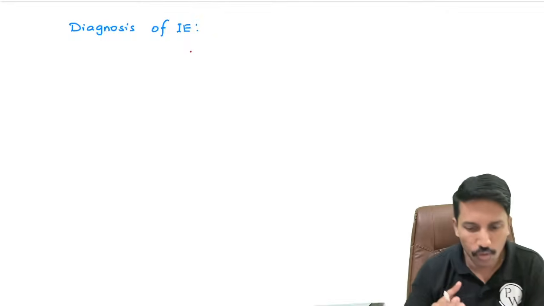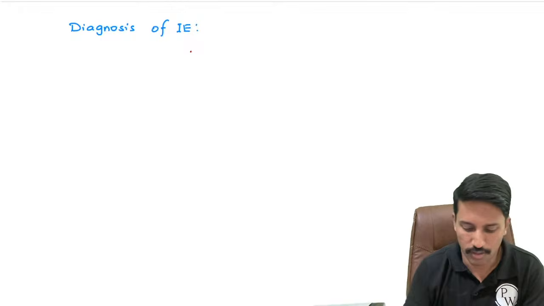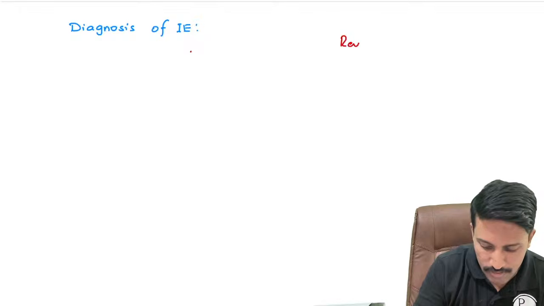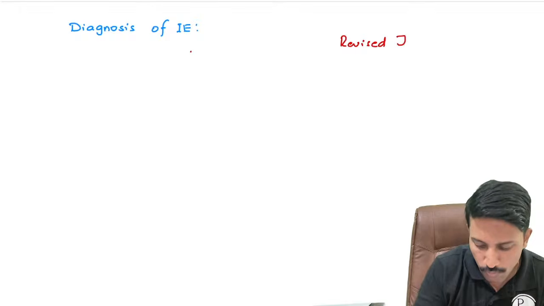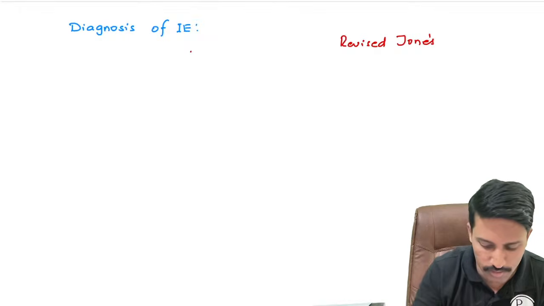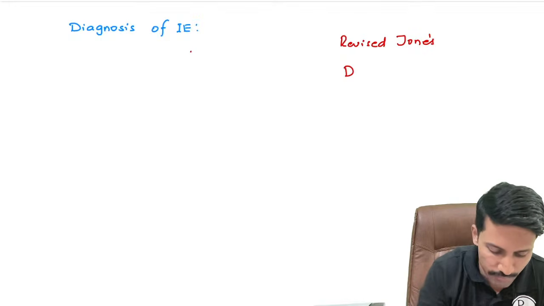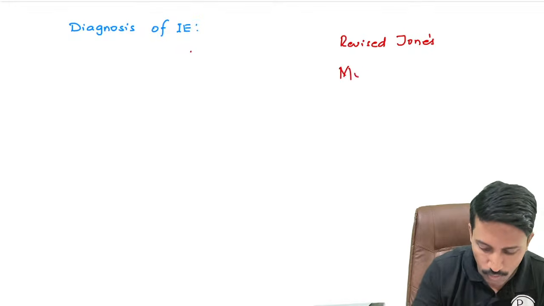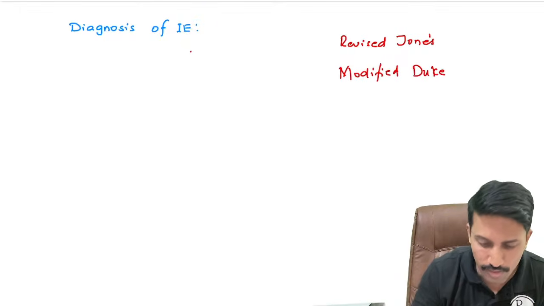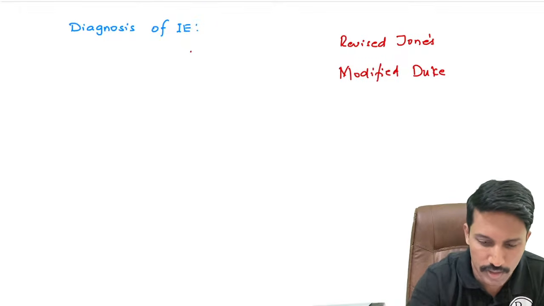Now, in the examination hall, you can get confused between two diagnostic criteria. One of them is called revised Jones. Can anybody tell me for what condition this revised Jones criteria is used? And there is another called modified Duke criteria. One of them is used for acute rheumatic fever and one of them is used for infective endocarditis. So can anybody tell me which one is for rheumatic fever and which one is for infective endocarditis?